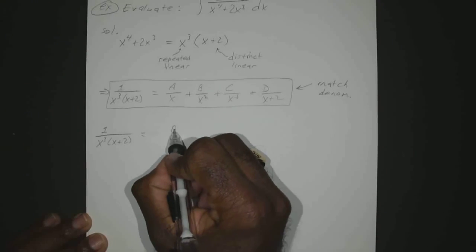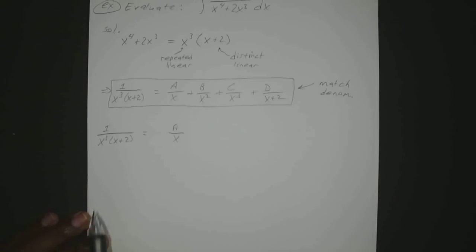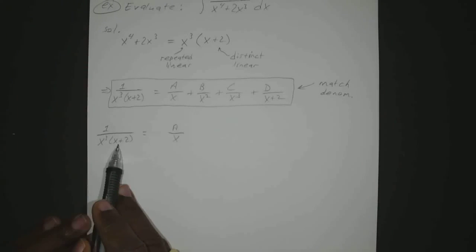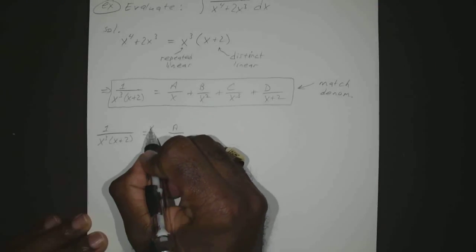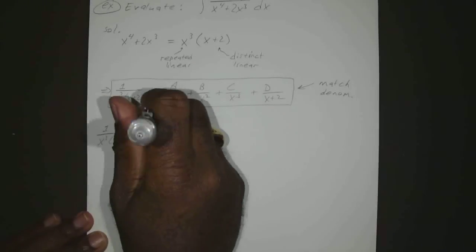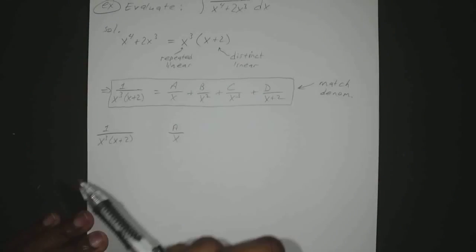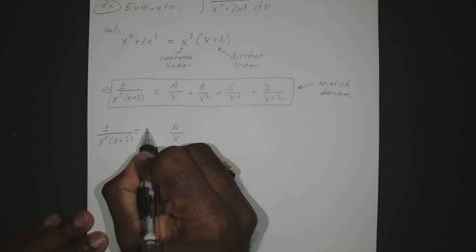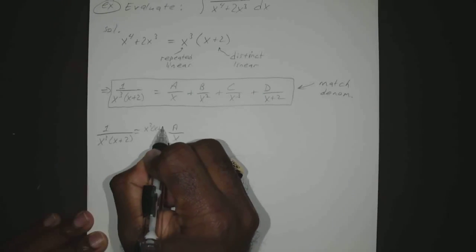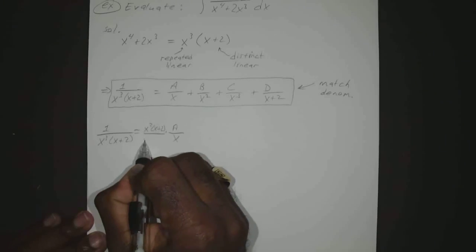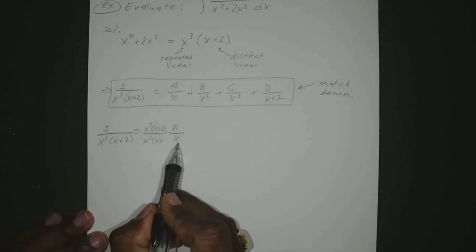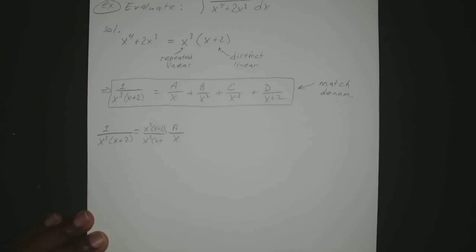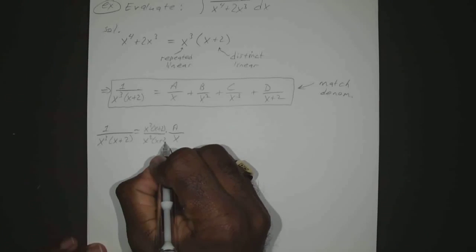equals a over x. The only thing missing here is an x squared times x plus 2. So we multiply that by x squared times x plus 2 over x squared times x plus 2. Yep, we just want to match it; I'm just writing it differently.